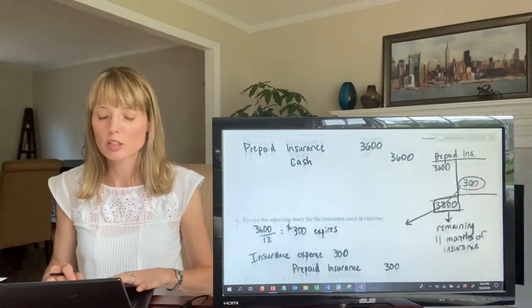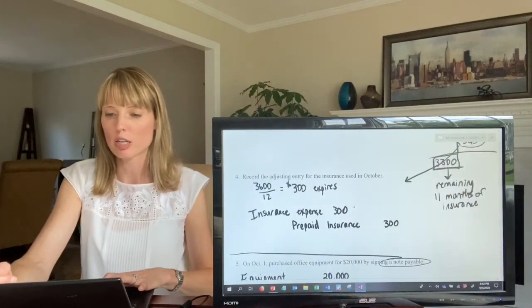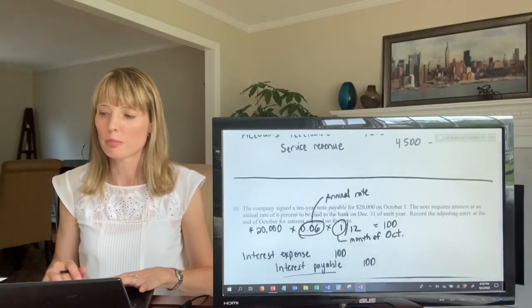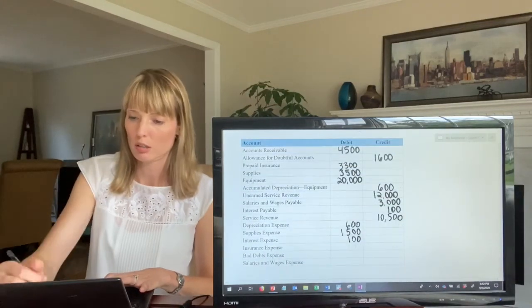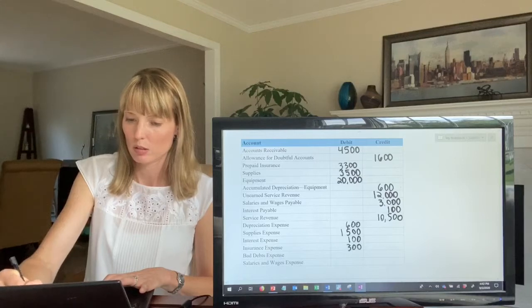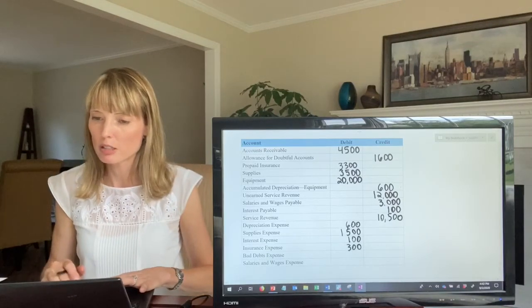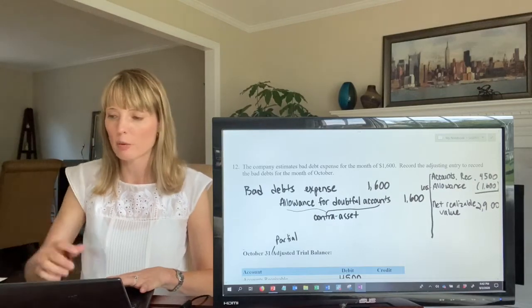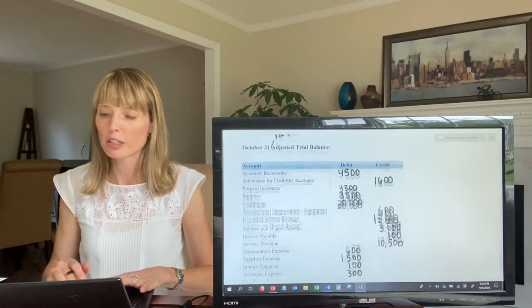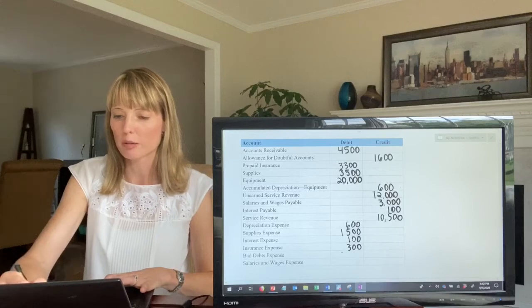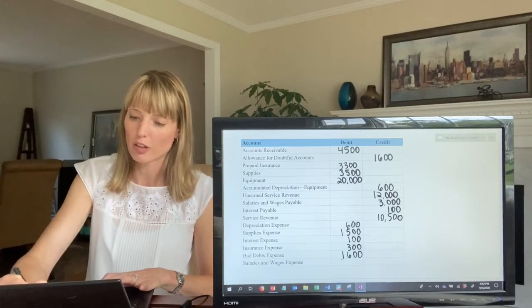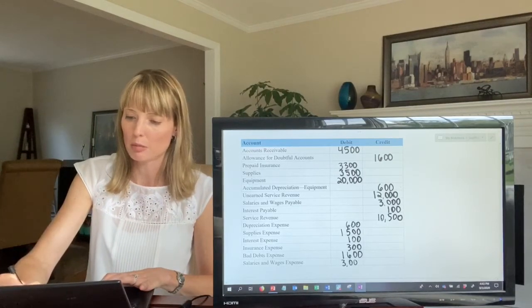Insurance expense was the usage of prepaid insurance. Transaction 4, we used up $300 worth, or 1 month of our insurance policy. Bad debts expense, we recorded one entry to bad debts expense for $1,600. That was our estimate for this period of the receivables we think we will not be able to collect. And salaries and wages expense, again, was $3,000, the same amount as our payable this period.